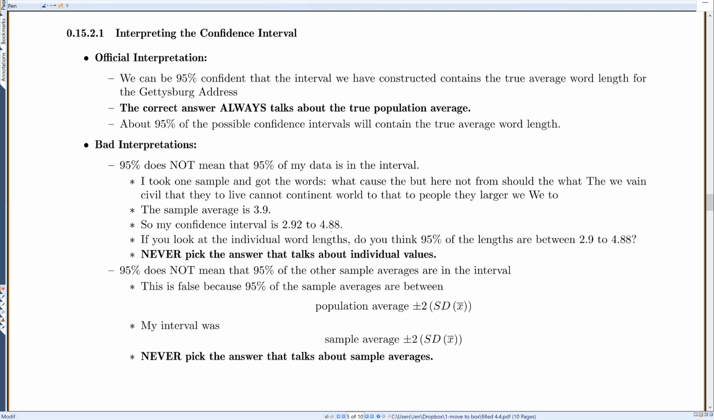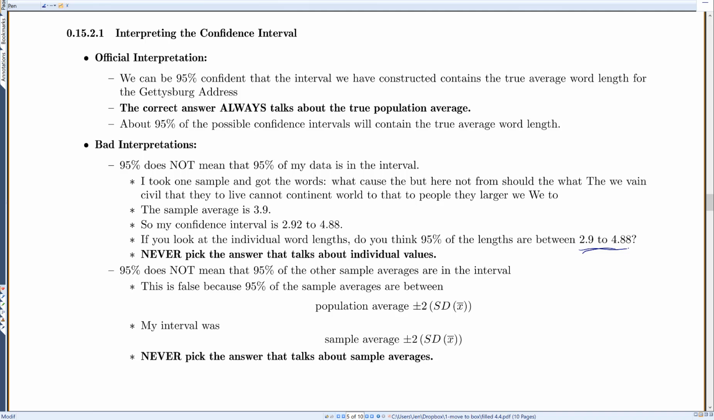So if you look at the individual word lengths, do you think 95% of the lengths are between about 3 to 4 letters? Are they in that range? Well, that was 4, but that's 5. Let's see, 3 through 3, 3, 4. That one's like 6 or 7. That's a 2-letter word. That's a 5-letter word. That's a 6-letter word, a long word, 5 letters, 2 letters, 2 letters, 5 or 6 letters, 6 letters. There's a lot of words up there that had lengths that were outside this range of 2.9 to 4.88. Okay, so individual values don't have to fall in our confidence interval.